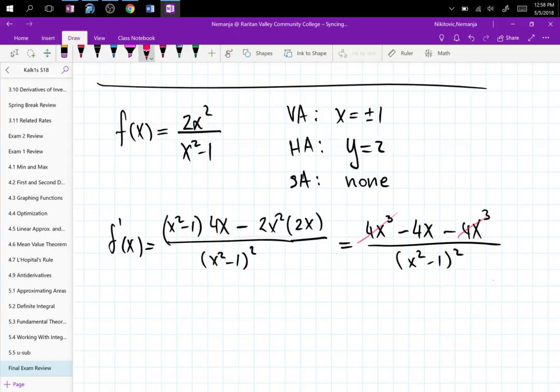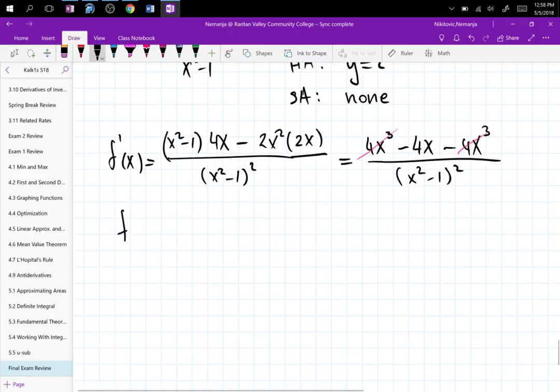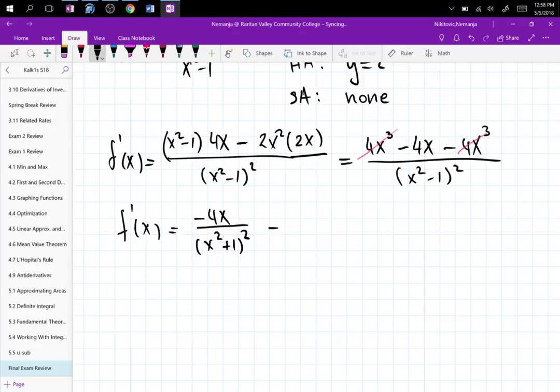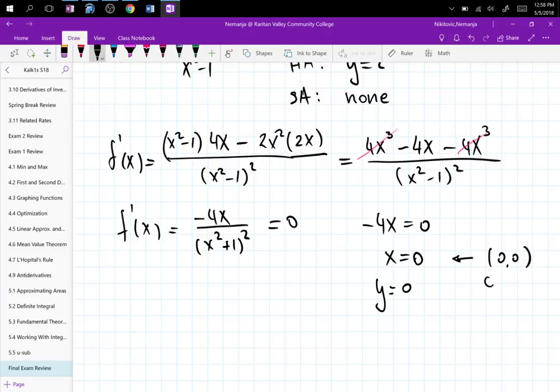These cancel, and now you have your first derivative to be negative 4x over x squared minus 1, everything squared. When you set that equal to 0 to find your critical points, when you cross multiply, the denominator goes away, and all you have to consider is 4x equal to 0. Divide both sides by negative 4, x equals 0, and when you plug that in the original equation, you get y equals 0, so (0, 0) is the critical point.